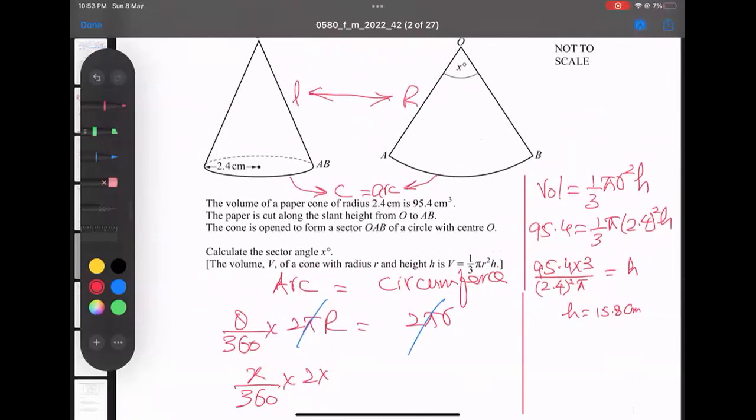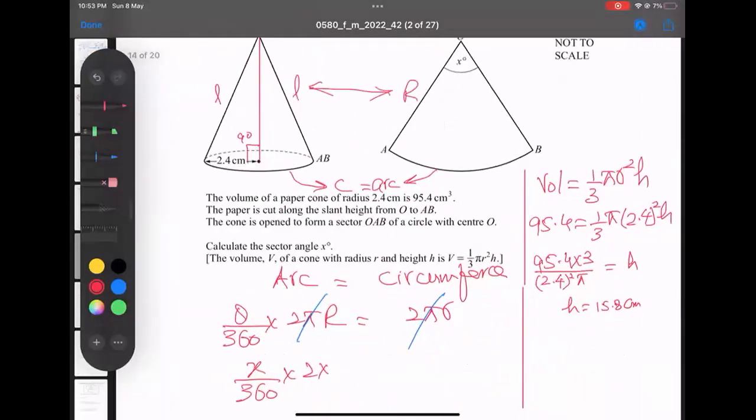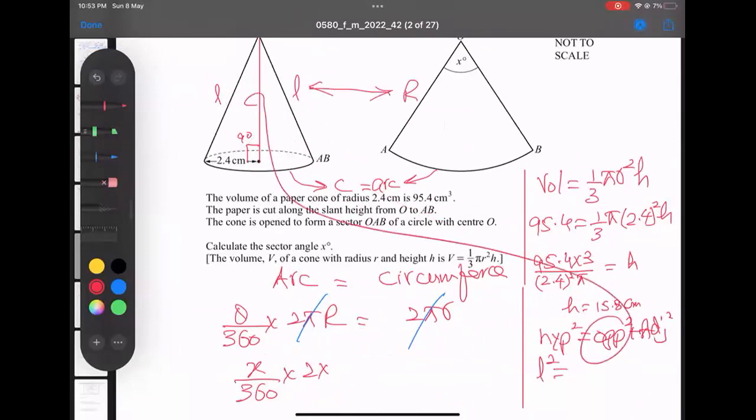You know the radius and slant height equal each other. Using this height, in this cone, the height, the slant height, and this is 90 degrees. I use the Pythagoras theorem here. In front of 90 degrees, L is called the hypotenuse. So hypotenuse squared equals opposite squared plus adjacent squared. So I'm writing L squared, and the opposite is H.